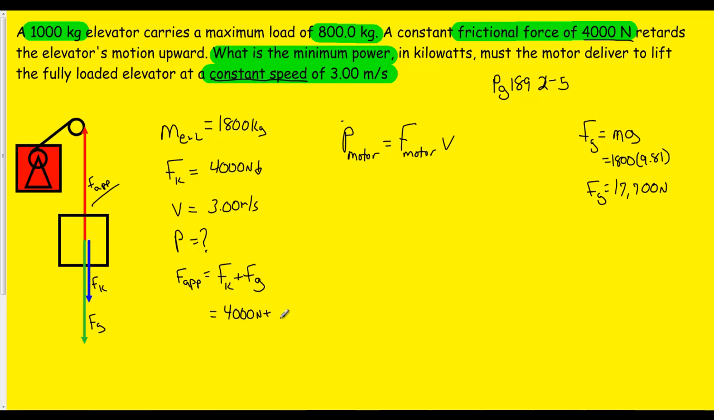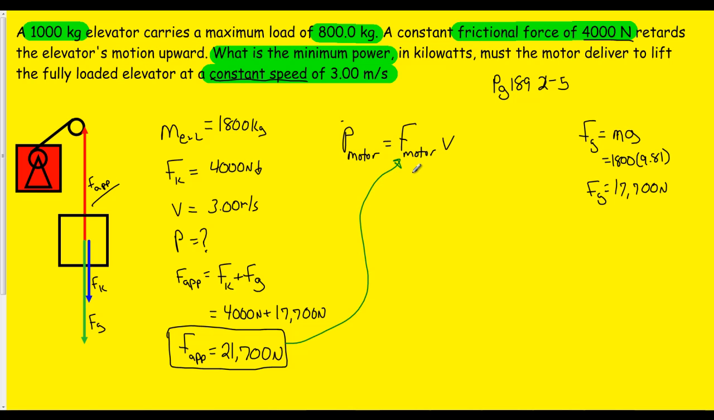So the force of kinetic friction is 4,000 newtons plus the force of gravity, which is 17,700 newtons. And so my applied force, F applied, is going to equal 21,700 newtons. Now that I've made it to this point, it's just a matter of plugging this number into our equation, because that's the force from the motor. That's our applied force by the motor.